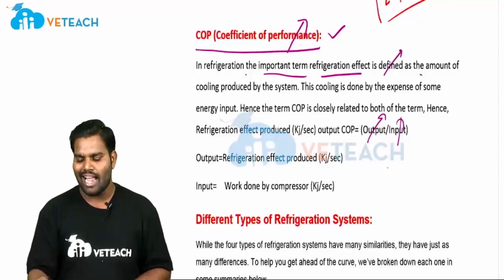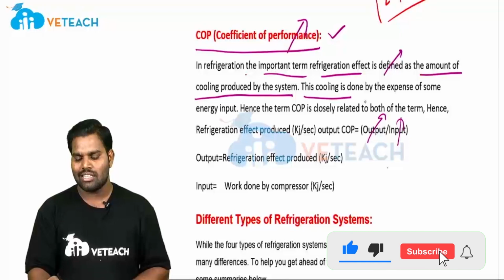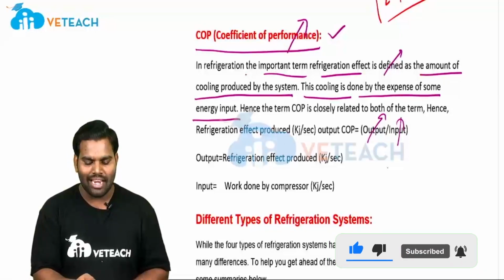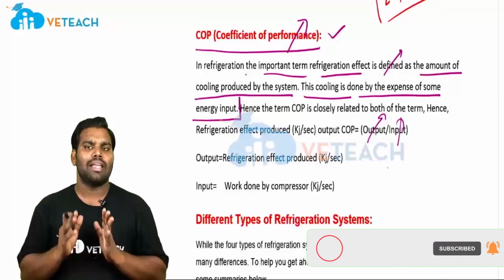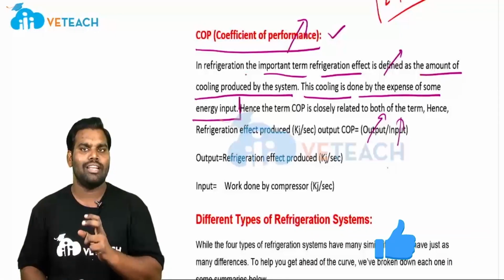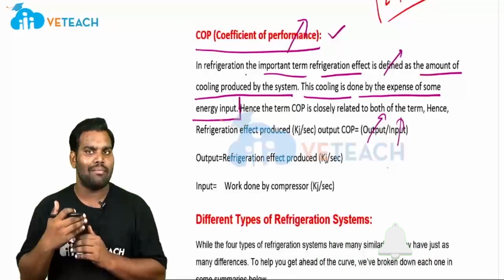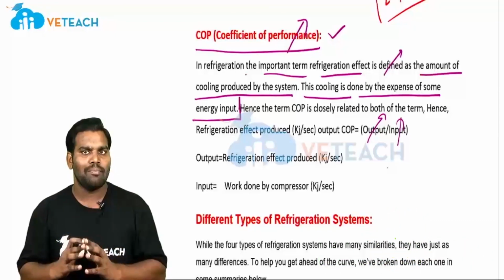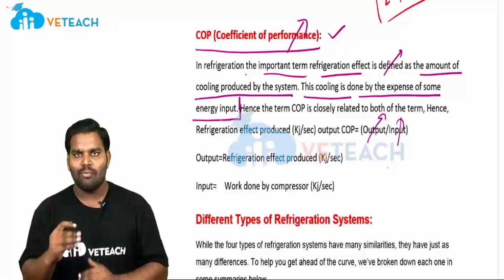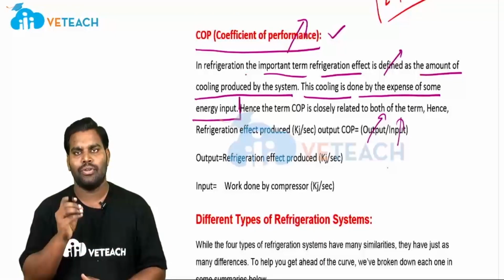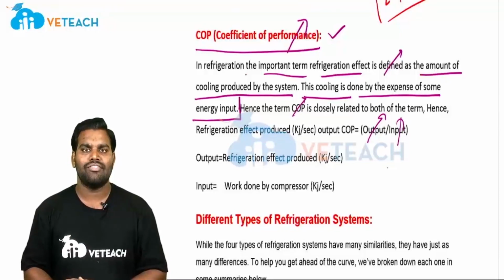This can be defined as the amount of cooling produced by the system. This cooling is done at the expense of some energy input. That means here we are having a refrigeration concept. The main motto of refrigeration is to reduce the temperature of the room. So from the outside source we are giving some amount of input. Based on that input we will get the output as the low level temperature. So how much the temperature can be reduced due to the given input, based on that we will go for consideration of coefficient of performance.